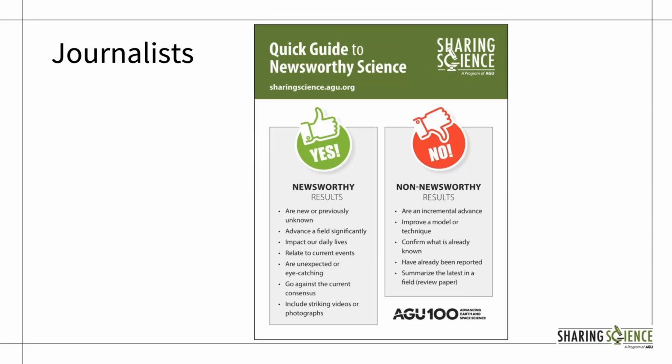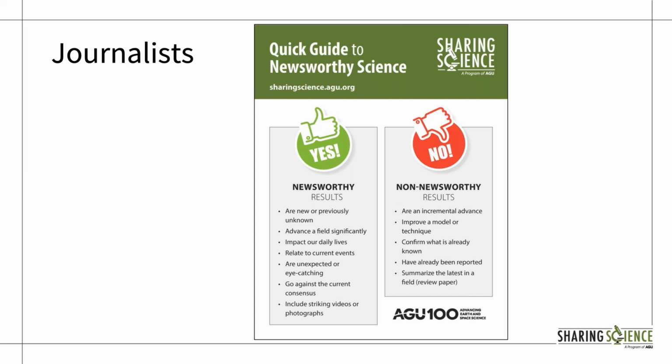And when you're talking to journalists, and Lauren and Liza are going to talk about this more, so I won't belabor this now, we do have a handy-dandy guide to give you a sense of what sorts of results in a study are going to strike journalists as more newsworthy than others and are going to be more likely to be highlighted by them. So you can find this on sharingscience.agu.org, and it's also in one of the handouts that, if you look among the various little gray boxes on the side of your screen, we offer you there too.